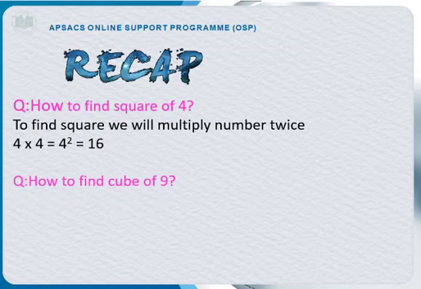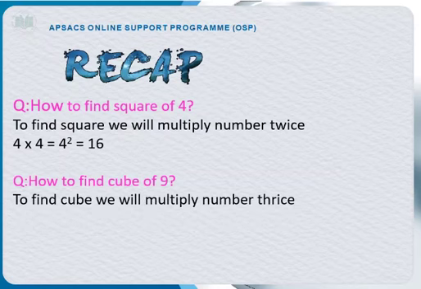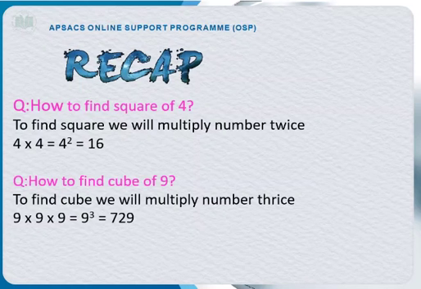Now the next question is how to find cube of 9. What is meant by cube? Cube means you need to multiply that number 3 times. So to find the cube, you will multiply 9 into 9 into 9 and you can write it as 9 to the power 3 and the answer will be 729. So you can say the cube of 9 is 729.